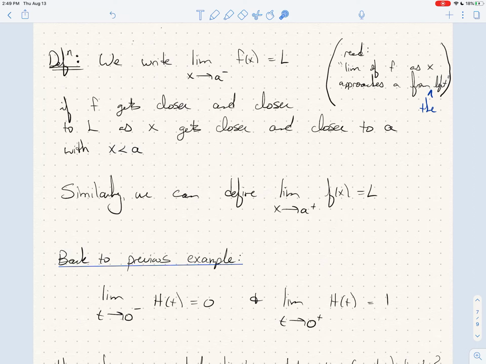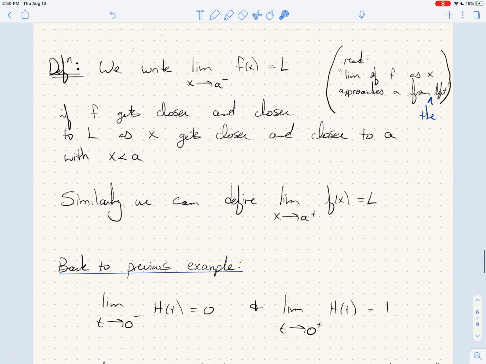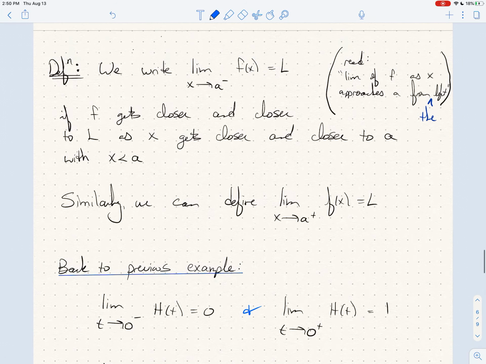And then similarly, we can define the limit as x goes to a from the right. The plus here means from the right. So here's a, you're coming down. a is always less than x. x is always greater than a. Okay, so if we go back to our previous example, I already wrote it down, sadly, but it's what we said. The limit as t goes to 0 from the left is 0, and the limit as t goes to 0 of h of t from the right is 1.